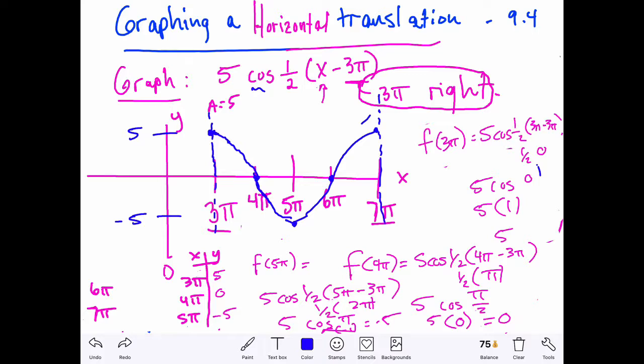Okay, we've got an amplitude of 5. From our midpoint to our highest point is 5. We've got a horizontal stretch by a factor of 2. So notice our period, instead of being 2 pi, is 4 pi, essentially. And we've got a shift of 3 pi right. Okay, thank you.